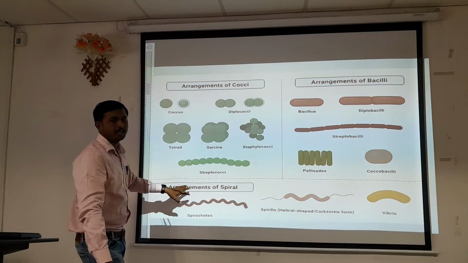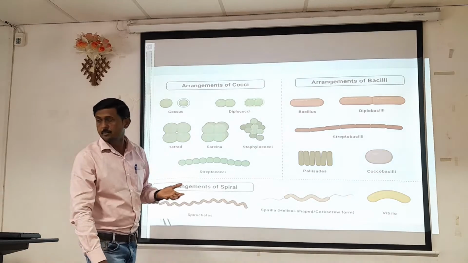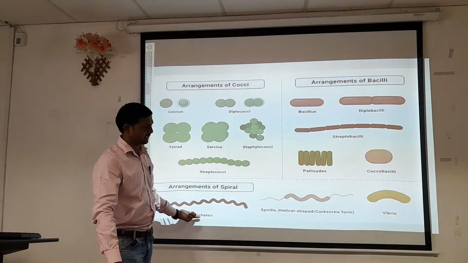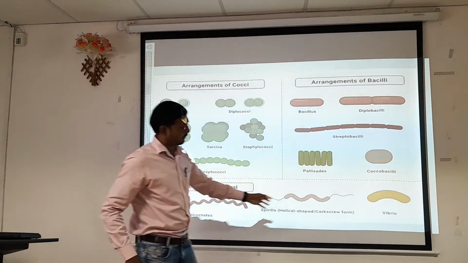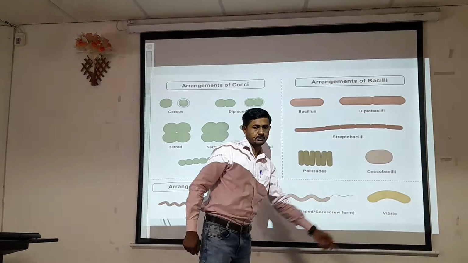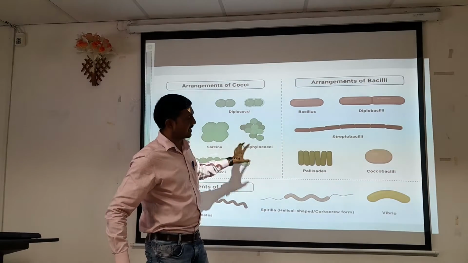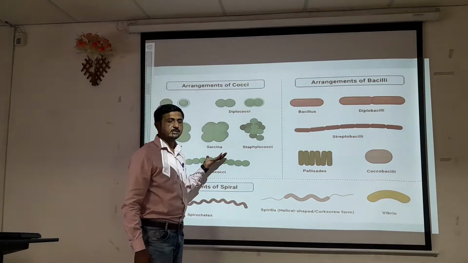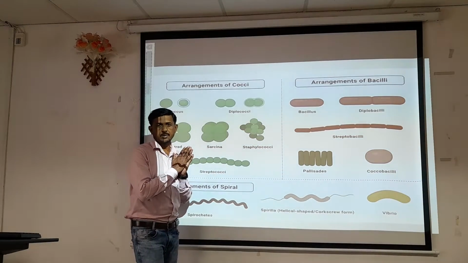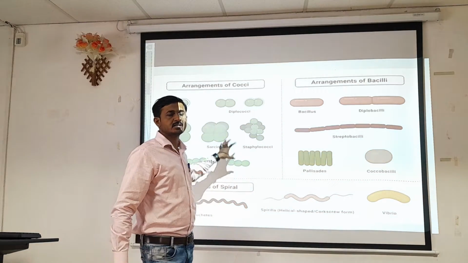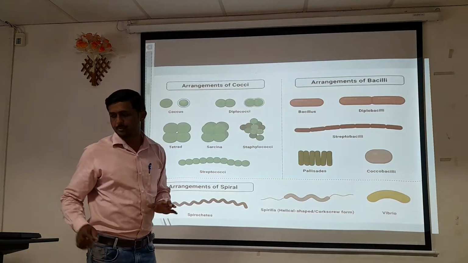Apart from that, there is the spiral shape of bacteria. If the structure looks like that, they are called spirochetes. It is a vibrio type of cocci shape, which we have already studied in the last slide. This is a typical bacterial cell that can be observed under the microscope. On the basis of that particular arrangement, organisms are categorized into another group.